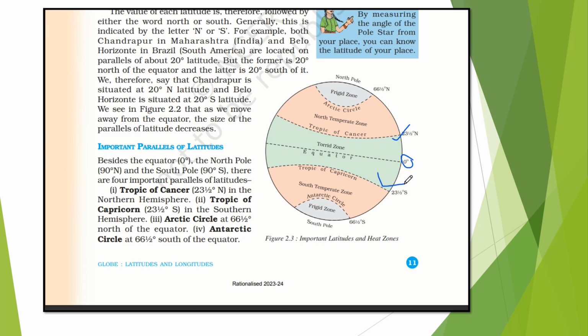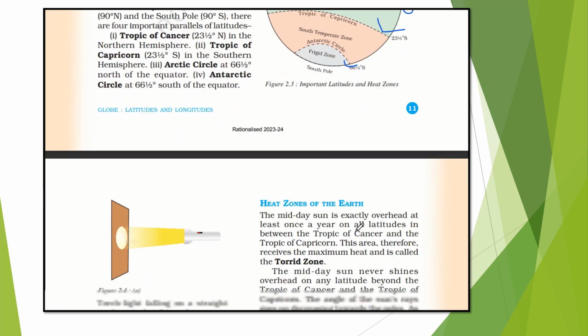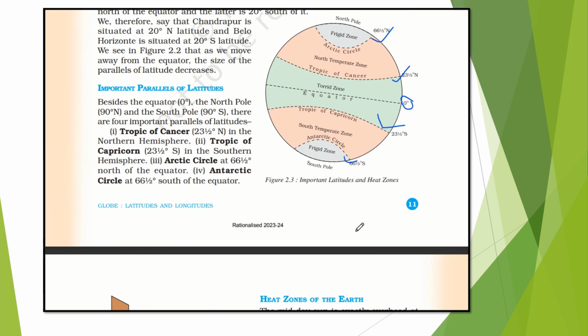Now the next one is the Arctic Circle here. Arctic Circle shows 66.5 degrees north, in the northern hemisphere, and the Antarctic Circle is here. You can see the Antarctic Circle at 66.5 degrees south of the equator. They have the same degrees but different regions. So these are the four most important parallels of latitude.